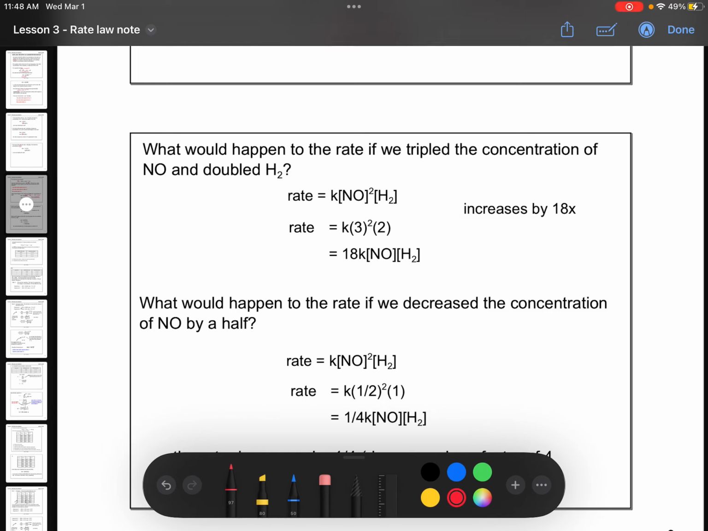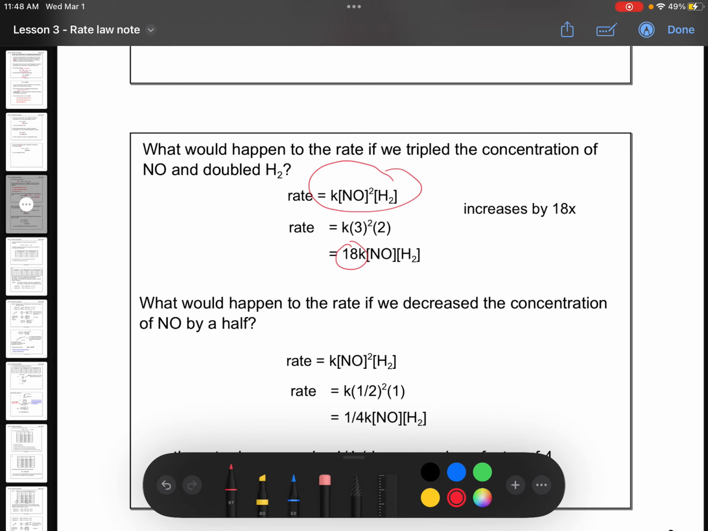Now, what would happen to the rate if we tripled the concentration of NO and doubled H2? We would take our original rate that we had, and we would now triple the concentration of NO and double H2. So that means we would get 18. We put all that into the calculator, and we would get 18.